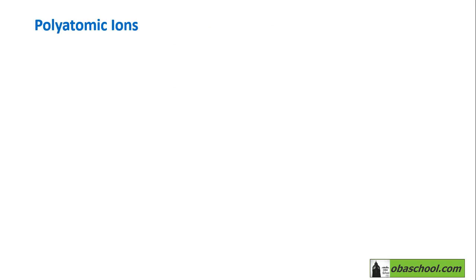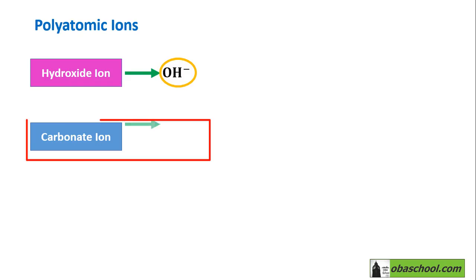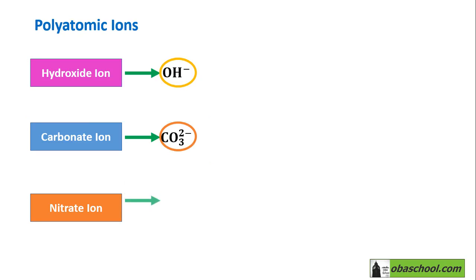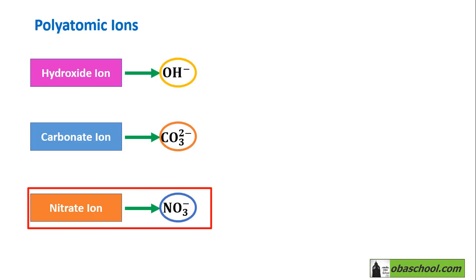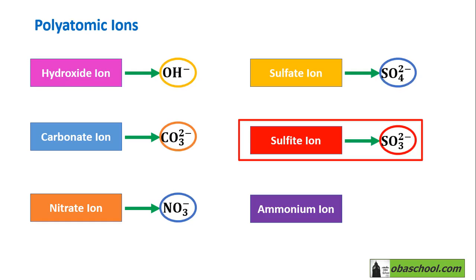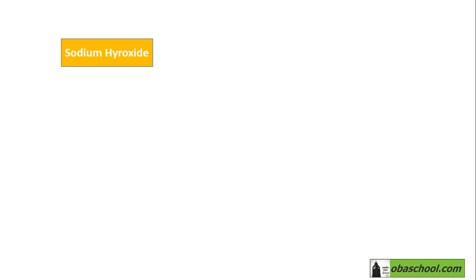There are some polyatomic ions you should know about. First, the hydroxide ion has a chemical formula OH-. A carbonate ion has a chemical formula CO3 2-. The nitrate ion has a chemical formula NO3-. And the sulfate ion is SO4 2-. The sulfite ion is SO3 2-, and finally the ammonium ion, which is NH4+.